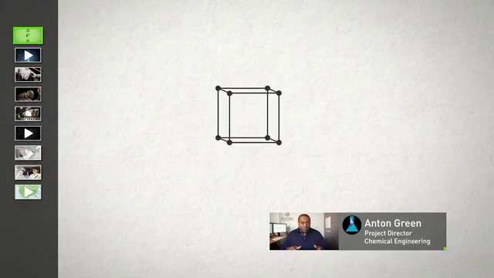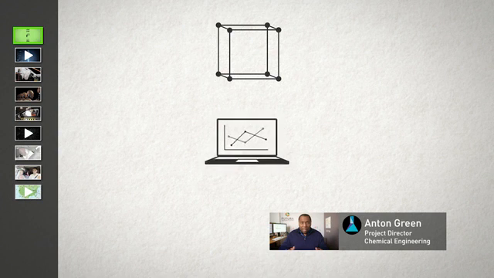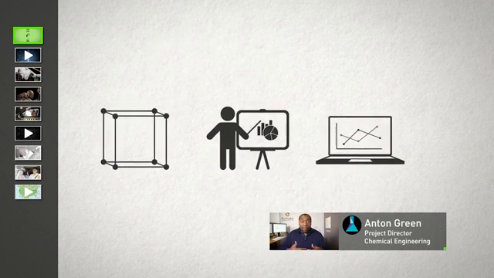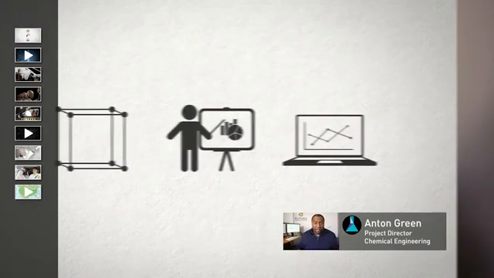Sometimes models are physical, and sometimes they're digital. It could be an object, a diagram, or a computer program that helps us understand something by making it simpler or easier to see. At Futura, there are a few situations where we have to use models.